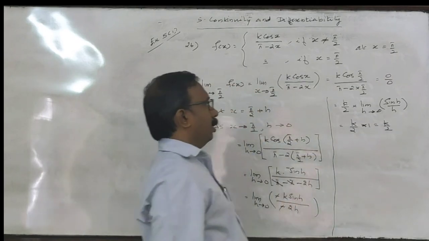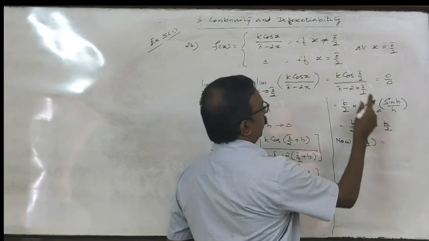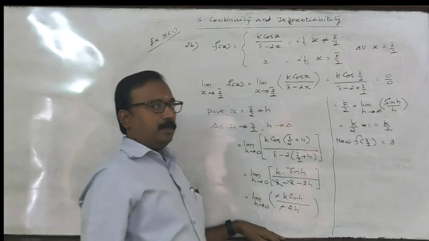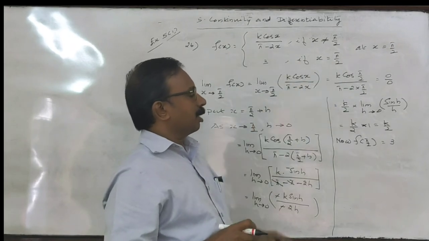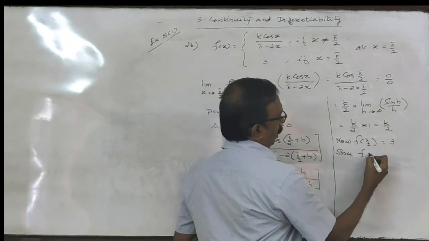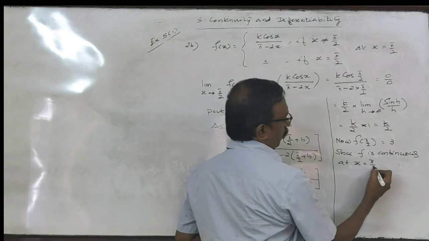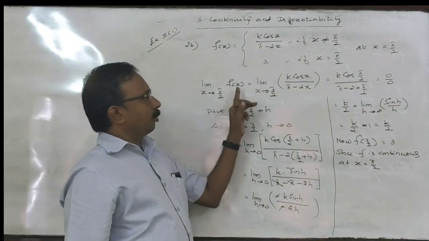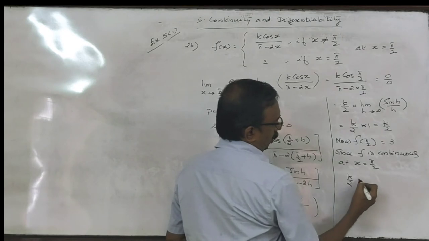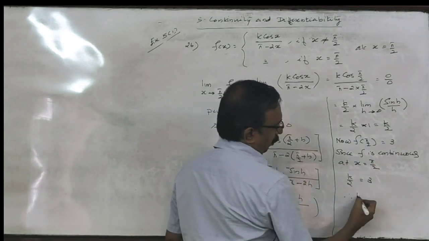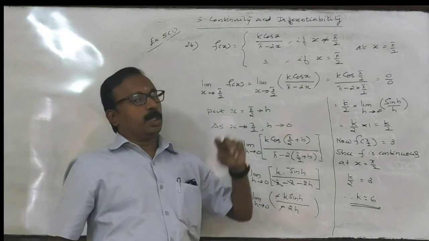So k by 2 is equal to pi by 2, isn't it? Now f of pi by 2, what is f of pi by 2? When x is equal to pi by 2, the value of the function is 3. Since the given function is continuous at x is equal to pi by 2, limit as x tends to pi by 2 of f of x is equal to f of pi by 2. That is the same idea. So we can say that k by 2 is equal to 3. Now cross multiplying, we have k is equal to 6. So the k value is 6, and the function is continuous at pi by 2, isn't it?